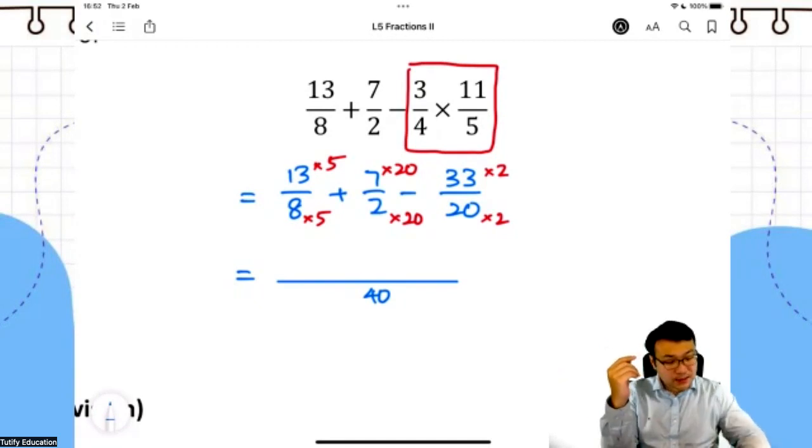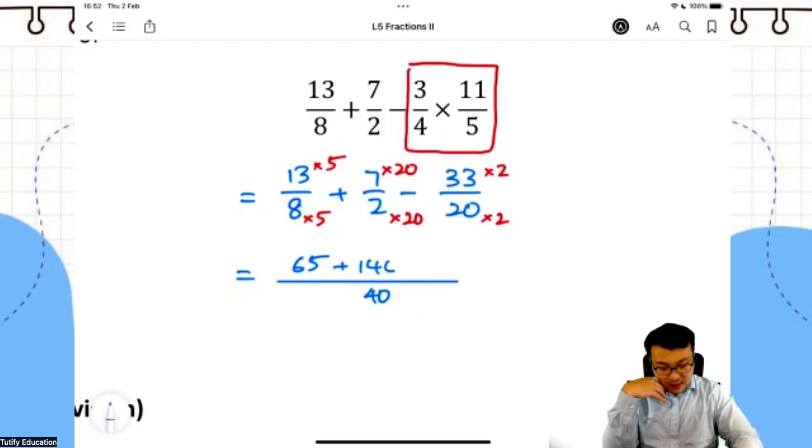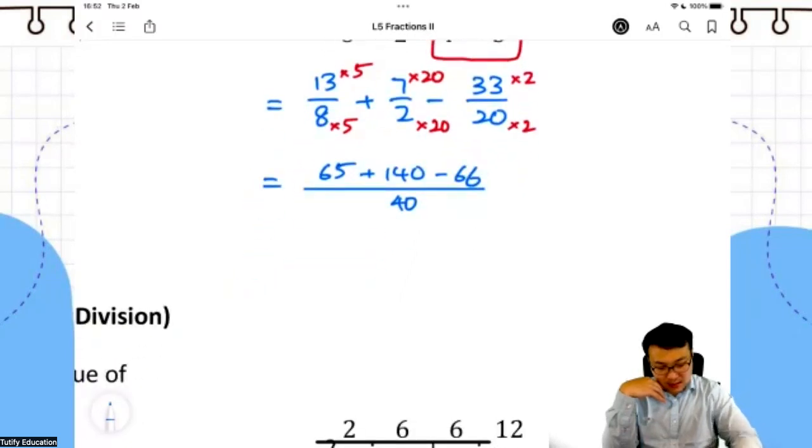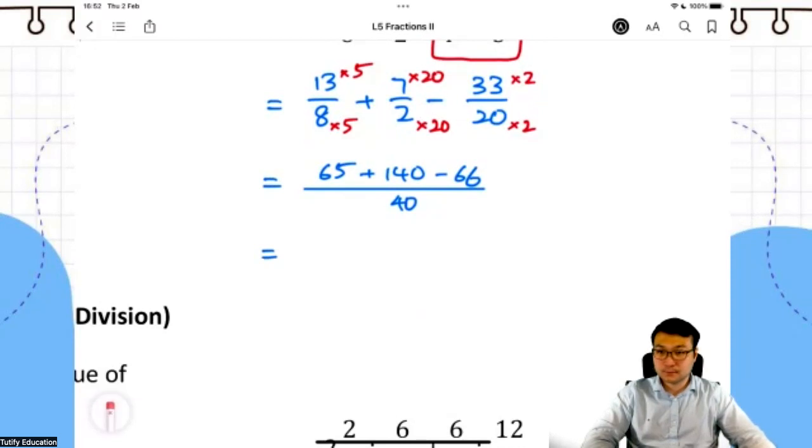Now, let's look at the numerator. Kate, 13 times 5, what do you get? It's 65. Yeah, plus 140, yeah. Minus 33 times 2 is 66. Yes. And what do you get in the end? 141 over 40. Okay, so 141. Are you sure it's 141 though?